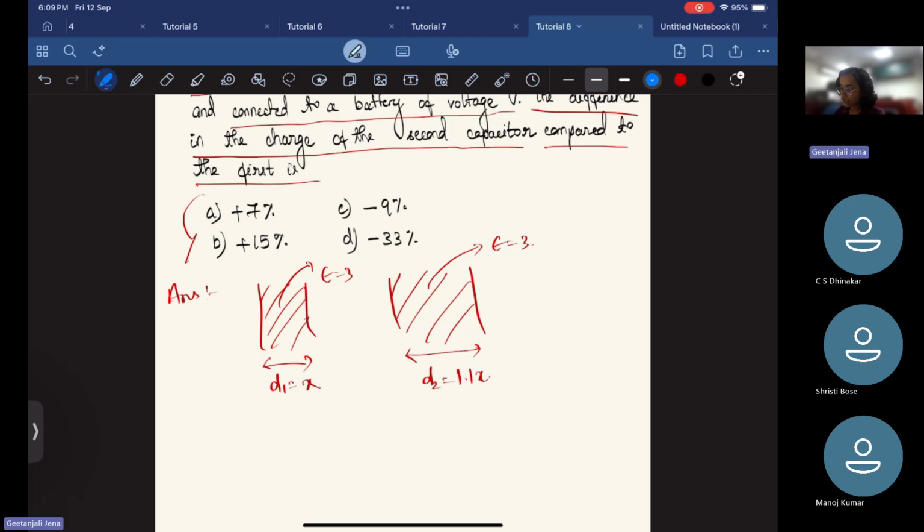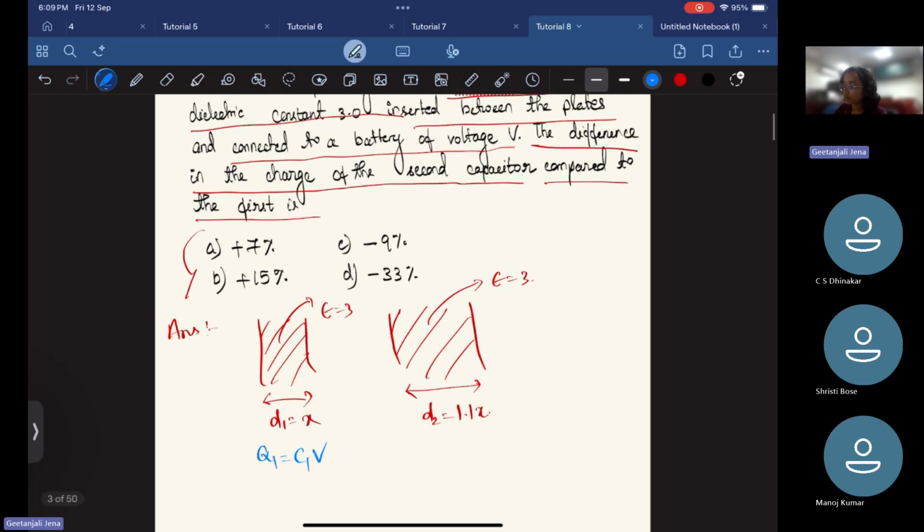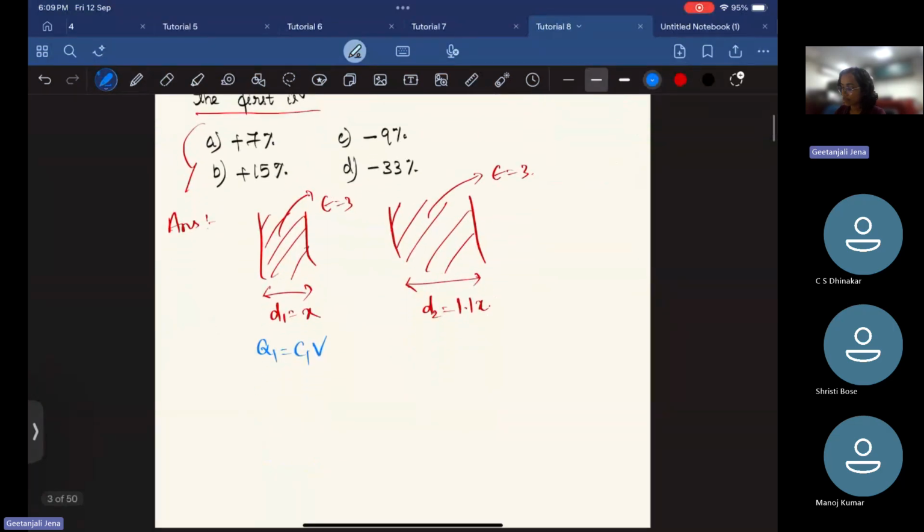For the first one, you can easily guess the charge accumulated will be C1V. Both are connected to a battery of the same voltage, so Q1 will be C1V and Q2 will be C2V. And C1, if you recall, is epsilon naught, epsilon R A by D1, times V. And for Q2, it is epsilon naught, epsilon A V by D2.